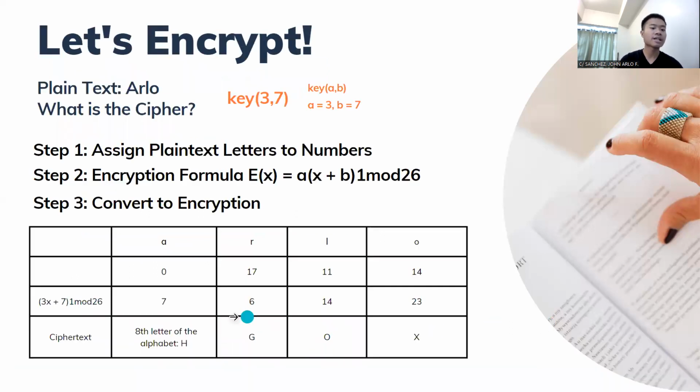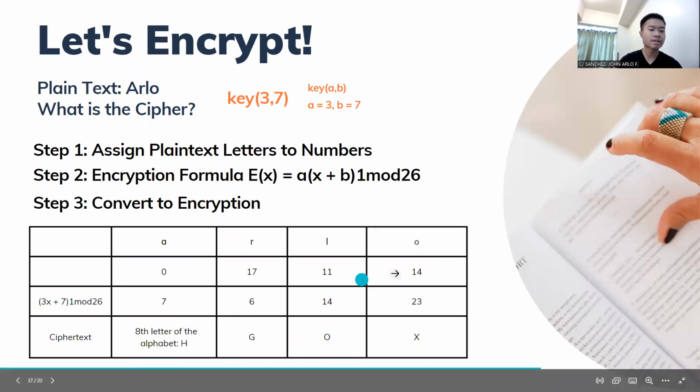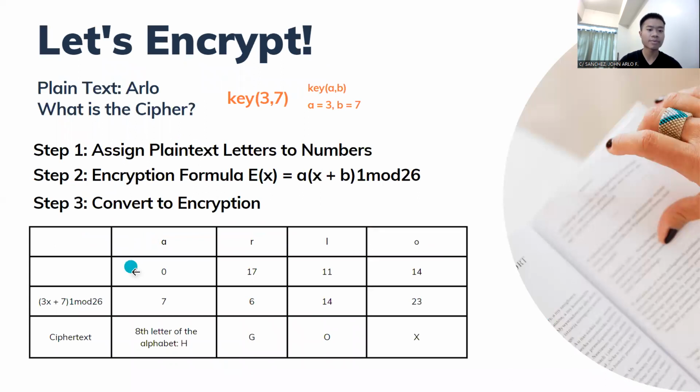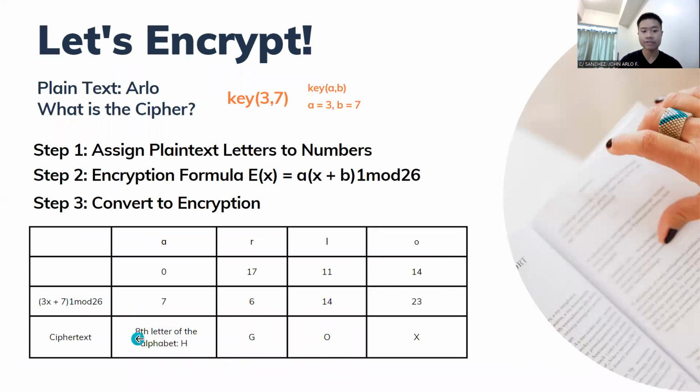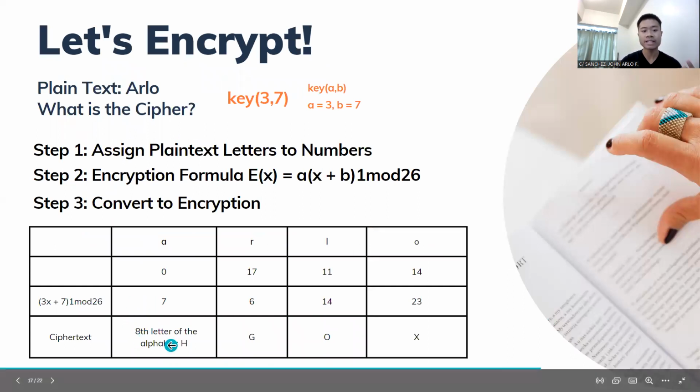Next, we convert the numbers to letters. So since we subtracted when we convert from a letter to a number, we subtract by 1. Now, when we convert from number to letter, we do the opposite. We add 1. So if we have 7, then we should look for the 8th letter of the alphabet, which is A, B, C, D, E, F, G, H. H, yes.